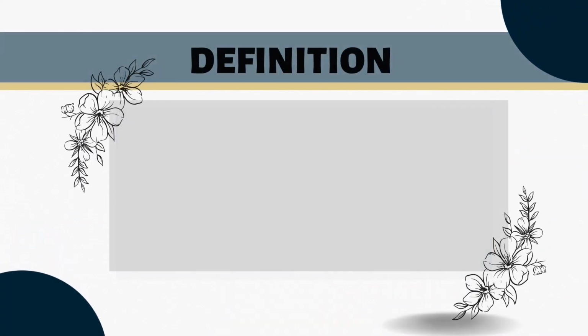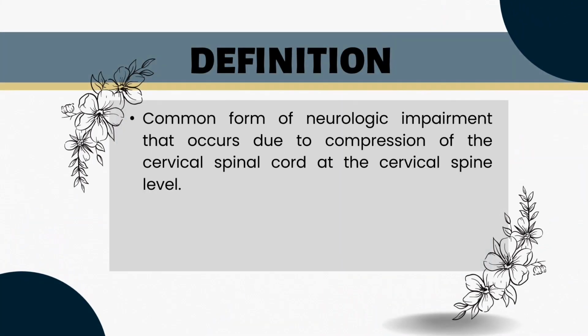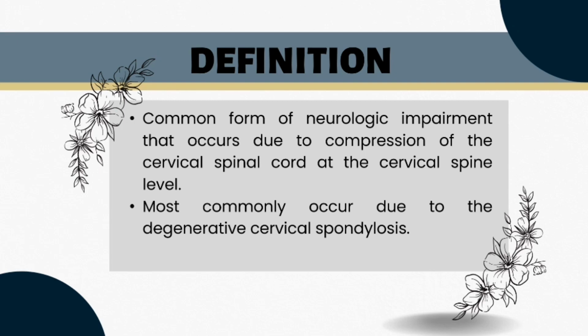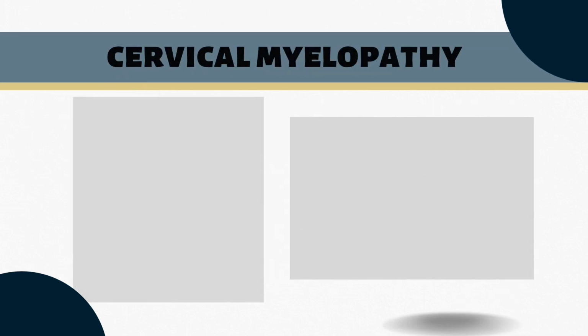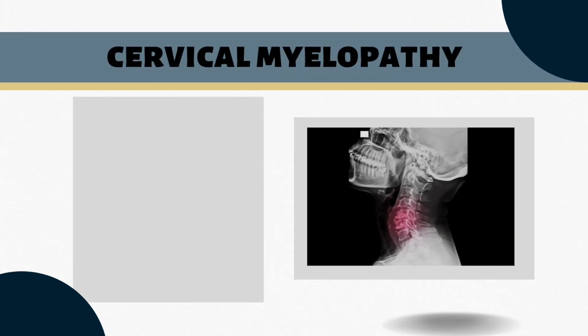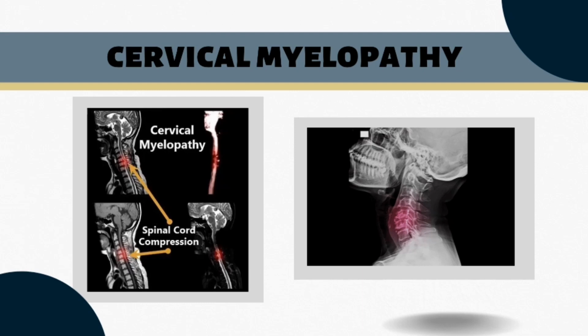What is cervical myelopathy? Cervical myelopathy is the common form of neurologic impairment that occurs due to compression of the cervical spinal cord at the cervical spinal level. It most commonly occurs due to degenerative cervical spondylosis. Through this picture, we can see that there is a compression of the spinal cord that happens at the cervical spinal level. It can happen between C1 to C7.